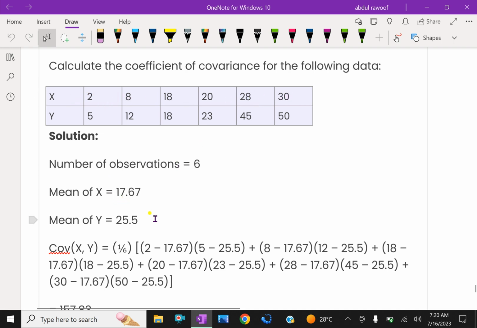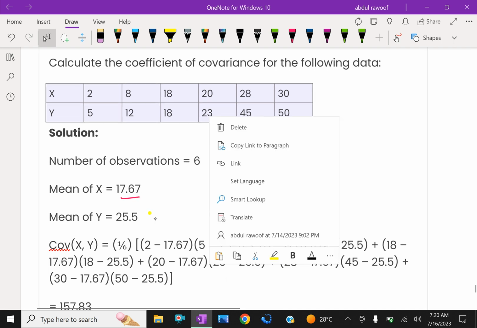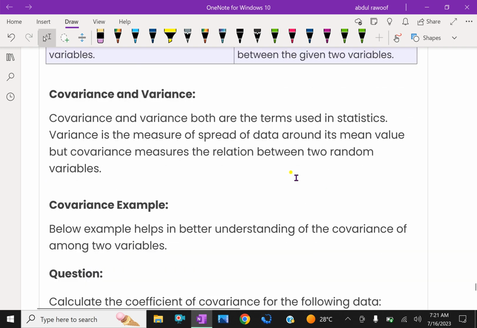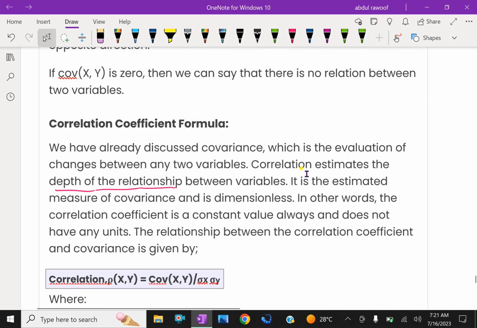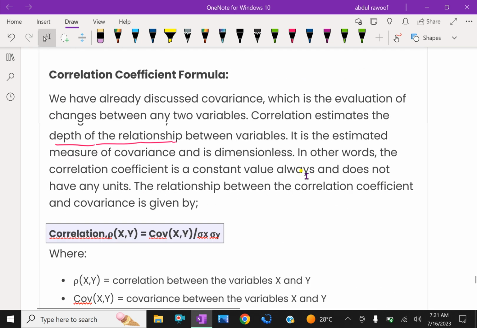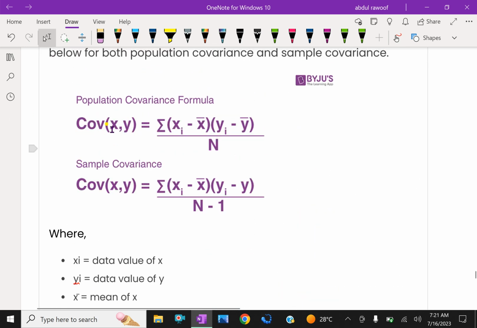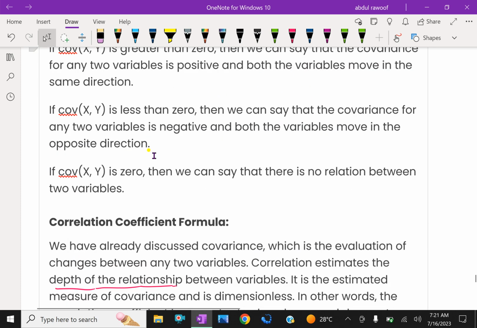It gives 17.67. The mean of y is found by adding the y values and dividing by 6. Now use the x mean with xi and the y mean with yi. The covariance formula is: covariance of x, y equals sigma of (xi minus x bar) into (yi minus y bar), over n. So use that formula.